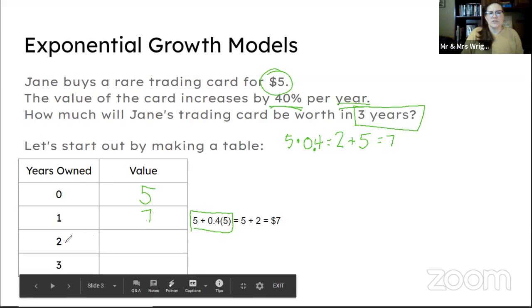So let's look at 2 years. So the value we're adding to this time is 7 and not the 5, okay? So I'm going to come up here with an equation. 7 plus 0.4 times 7 equals what? Well, let's put this in my calculator. 7 plus 0.4 times 7, enter, 9.8. So $9.80.